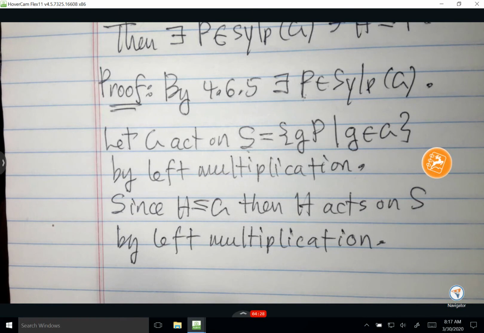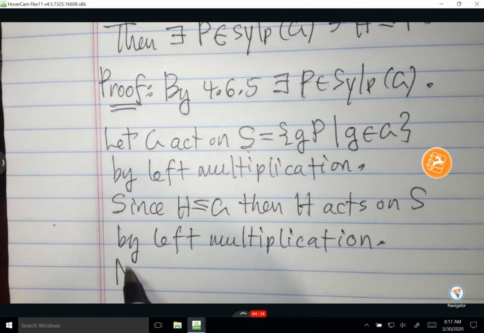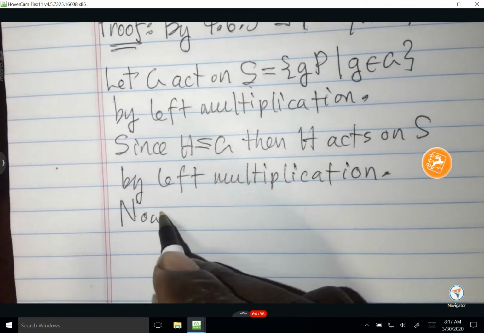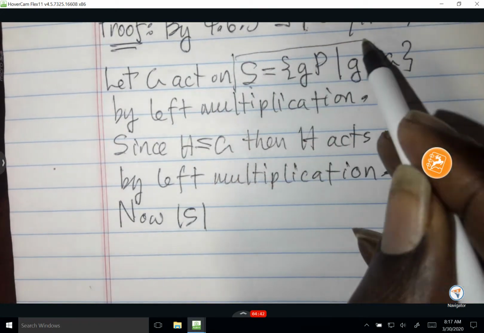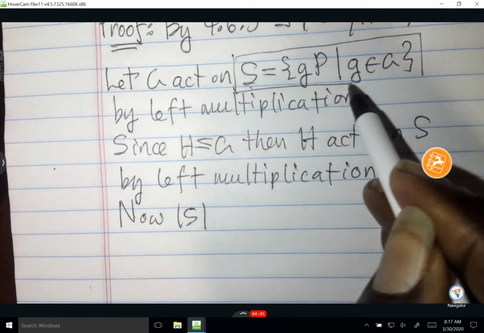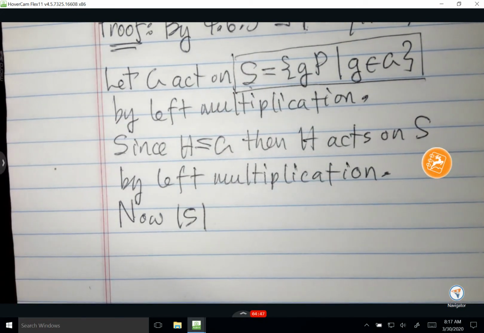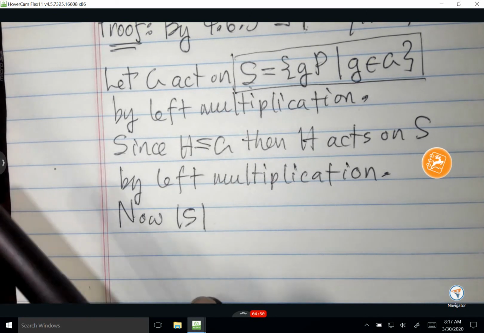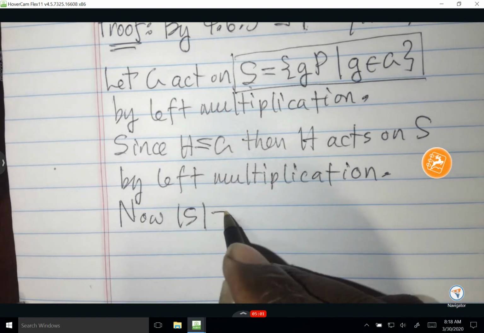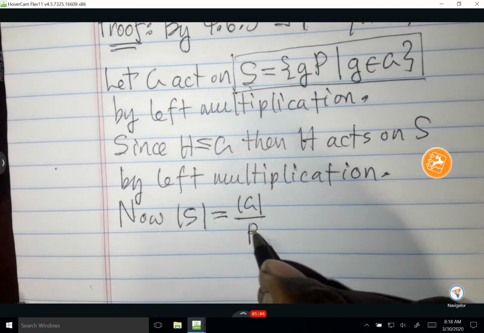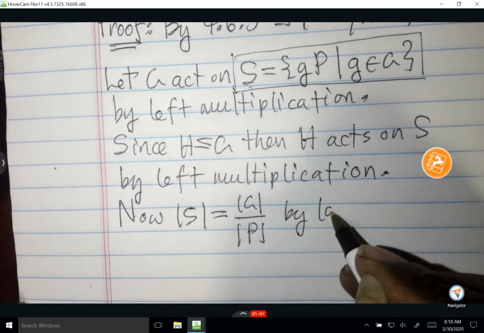Okay. Now let's look at the order of S. Remember, S is the set of left cosets of P in G. From abstract 1, we know the number of left cosets of a subgroup in a group is equal to the order of the group over the order of the subgroup. That's called Lagrange's theorem. So that would equal the order of G over the order of P by Lagrange's theorem.